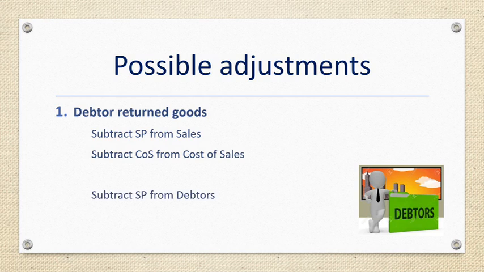And then you subtract the selling price from the debtors because they owe you that amount less. It's an asset that decreases.